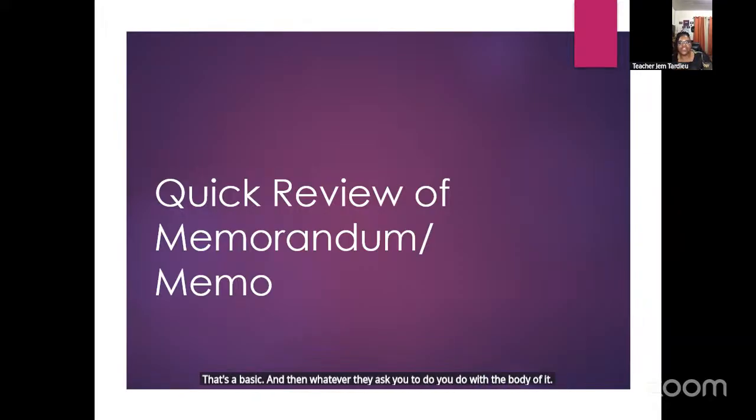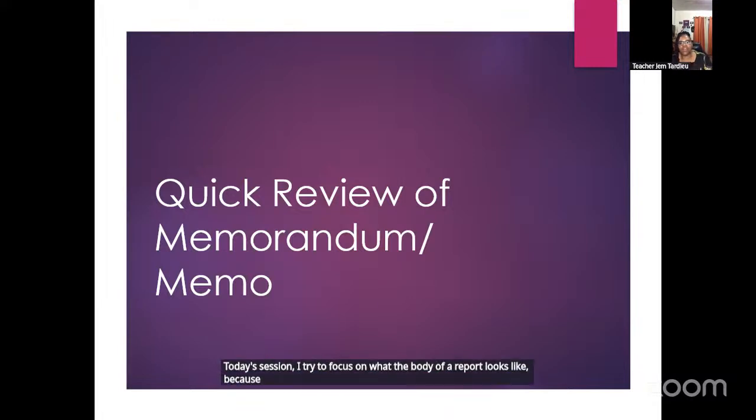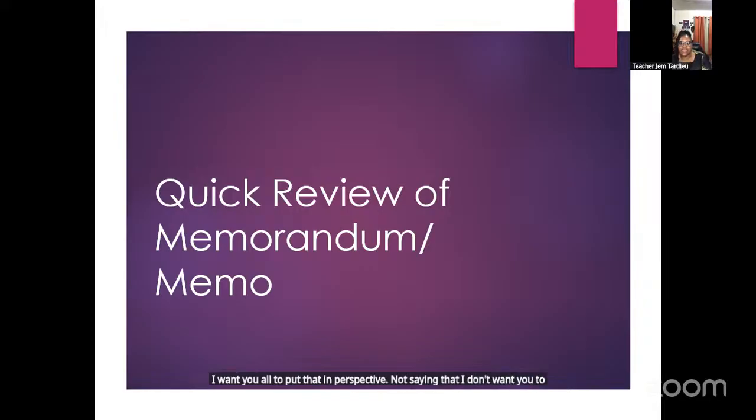Today's session, I try to focus on what the body of a report looks like, because that is the part that a lot of students struggle with, and they lose a lot of marks. Again, format is only 3 marks. I want you all to put that in perspective. Not saying that I don't want you to use the right format, but format is only 3 marks. Everything else matters. Your introductory paragraph, your 2, 3, 4, 5 paragraphs in between, your conclusion paragraph, your complimentary clause, or whatever it may be.